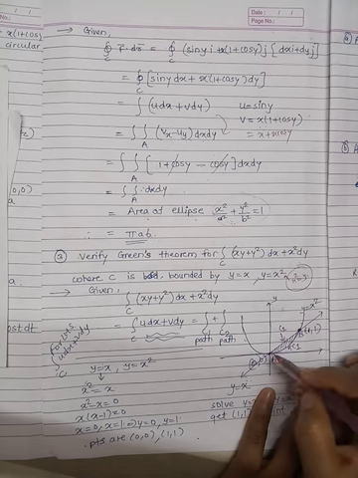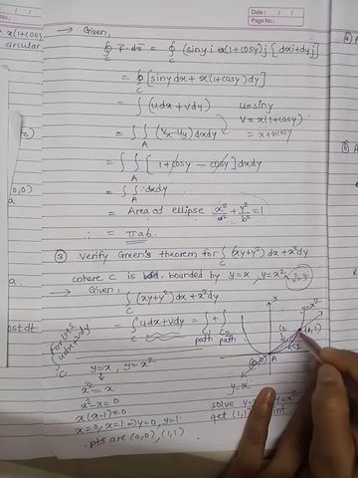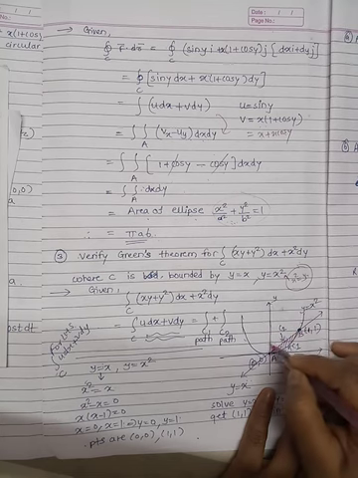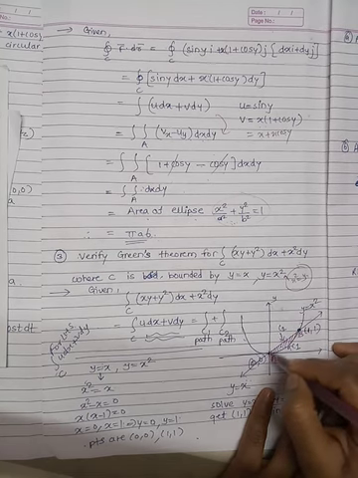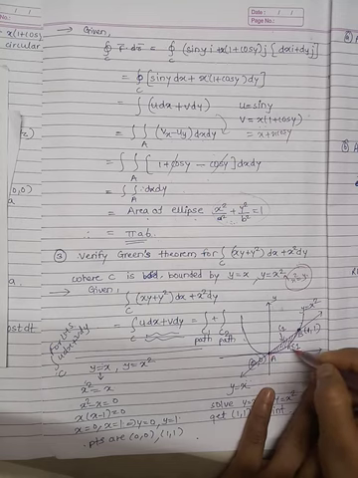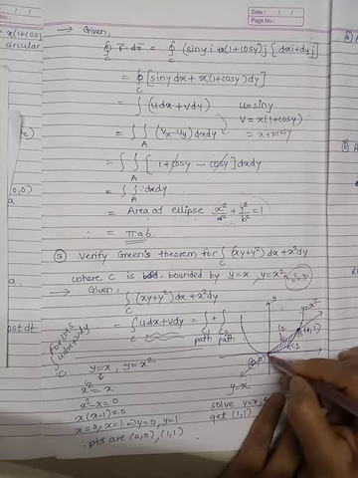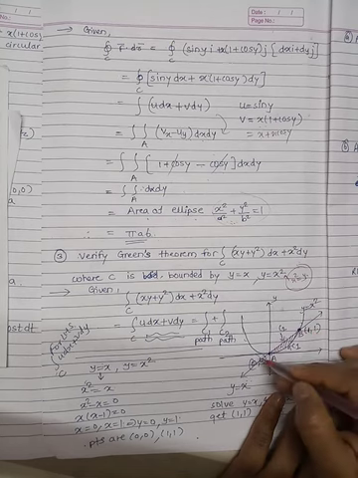So from B to A path, we have started to cover the area from the point A to B, B to A. Then we can cover this area. So A to B means this is your C1 path. Take the limits as 0 to 1. And from B to A, take the limits as 1 to 0.